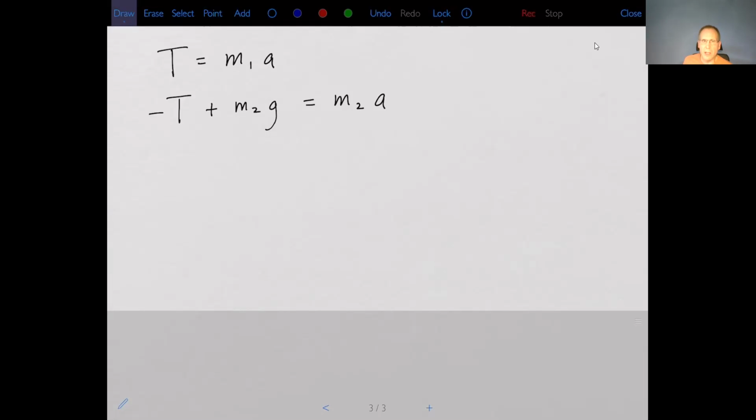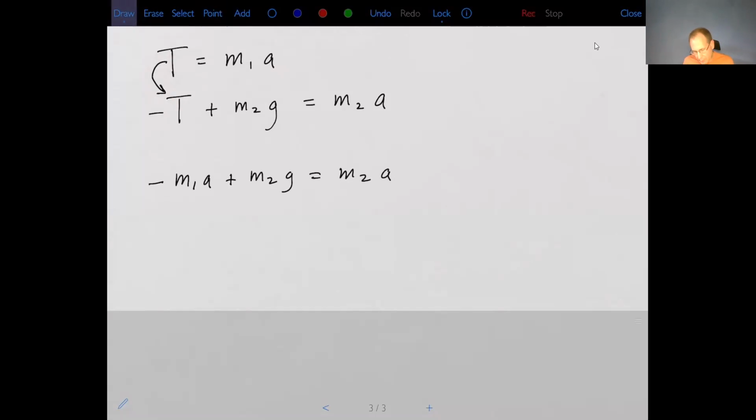Well, one thing you could do is use substitution. There are many techniques, like substitution, elimination, or matrices, for solving two equations with two unknowns, but the easiest might be just substitution. Since in the first equation I know that the tension T is equal to m1a, where I have a T in the second equation, I can plug in m1a. So this becomes minus m1a plus m2g is equal to m2a.